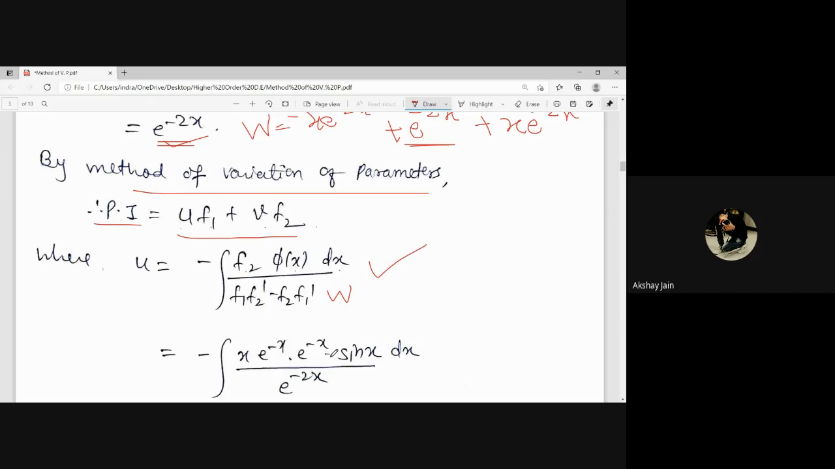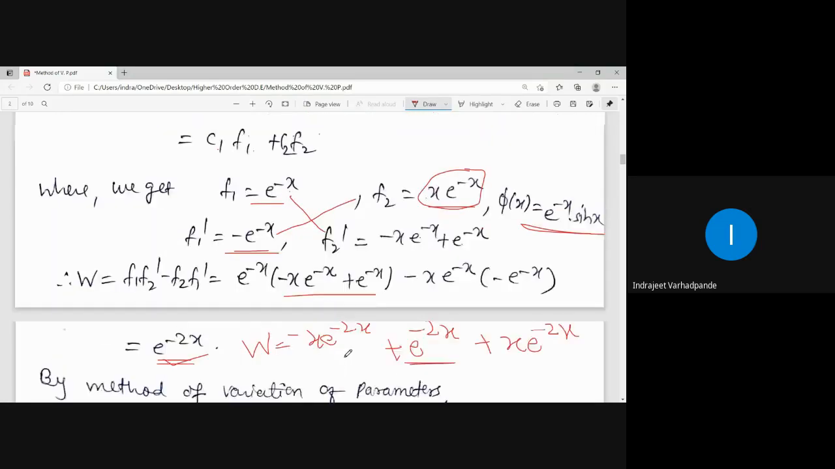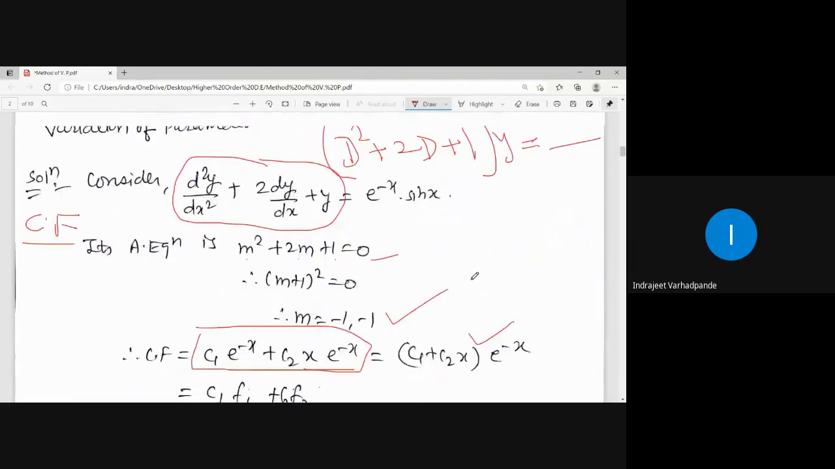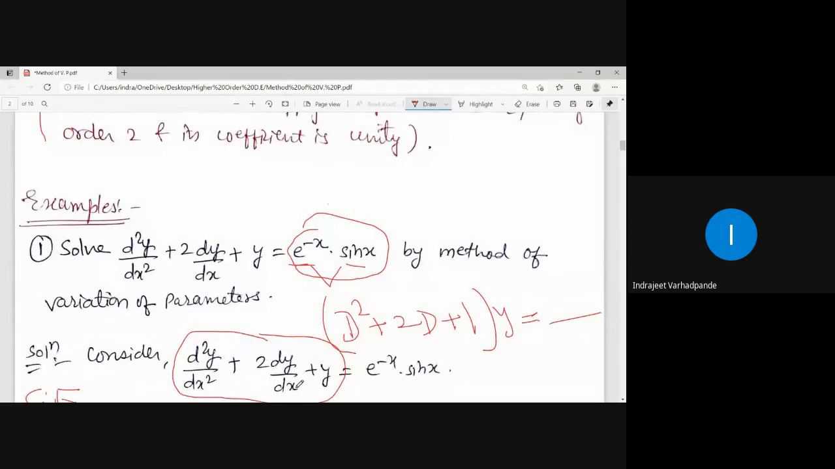Sir, how to find phi of x? Phi of x is the RHS of the given differential equation. This is the RHS, e to the power minus x into sin x, that we have to take as it is. LHS is responsible for the complementary function. Particular integral is associated with the RHS of the given differential equation, right?